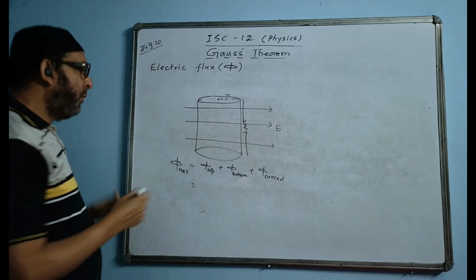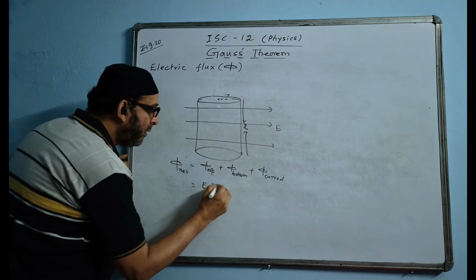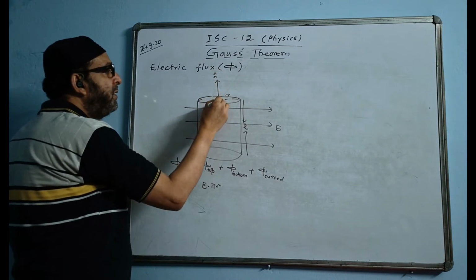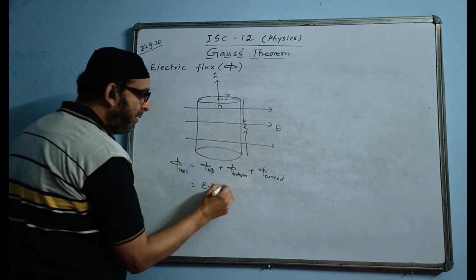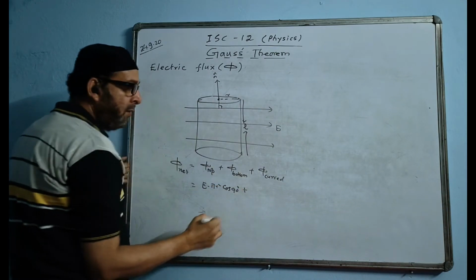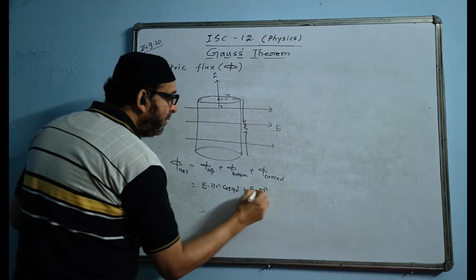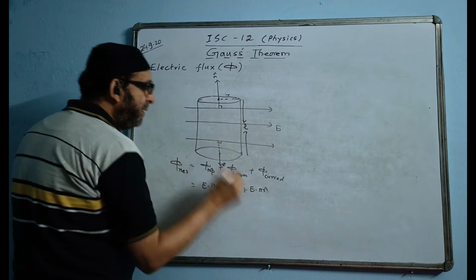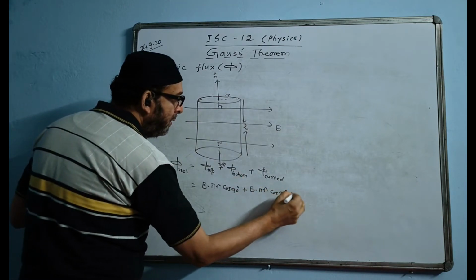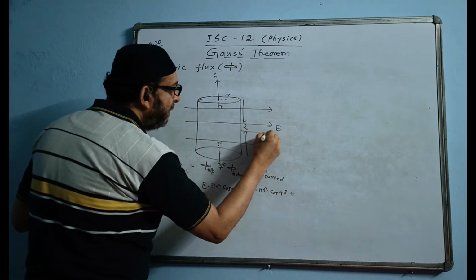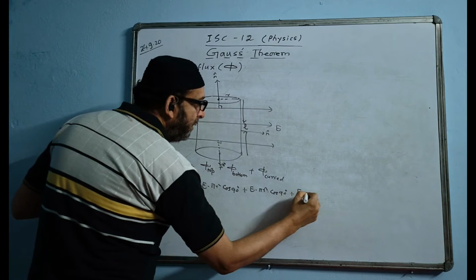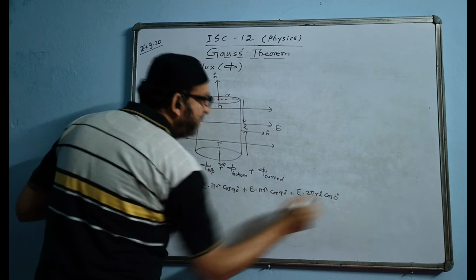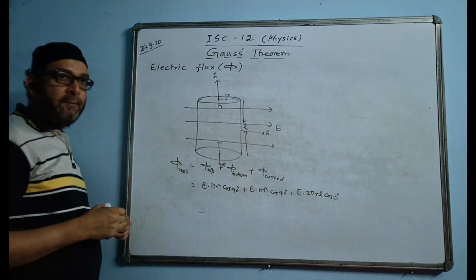Now we'll calculate phi top, that will be E into pi r square. We'll check the angle. What is the value of n cap? N cap comes like this. The angle between this and electric field is 90 degree, so cos 90 degree. Here again E into pi r square, and I'll check the angle again. The n cap goes like this, and the angle is again 90 degree, cos 90 degree. And this is the curved surface, n cap goes like this. For the curved surface we have the formula 2 pi R L, and here the angle is 0 degree.